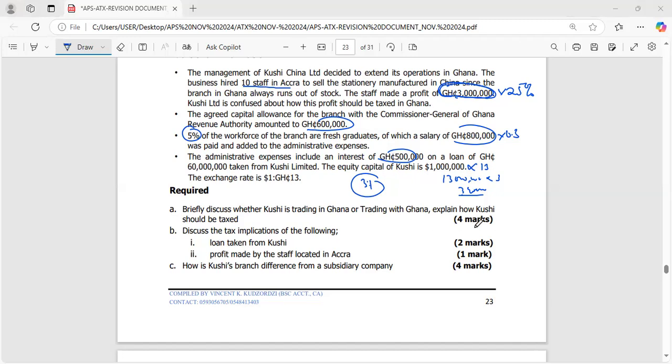But when you write only that, you cannot get your 4 marks. In this question, if you say Kushi Limited, based on the information provided, is trading in Ghana and will be taxed at the rate of 18.75%, the examiner can even be lenient and give you 1 mark.